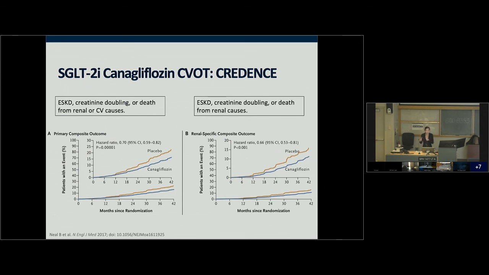But if you just look at the renal outcomes alone, so you exclude the cardiovascular death group, then there was also this remarkable reduction in the renal outcomes on canagliflozin. And these are patients whose GFR is generally around 60 to 90, so a pretty big population. 50% of these people had CAD, and 50% of people just had diabetes and renal dysfunction without CAD.